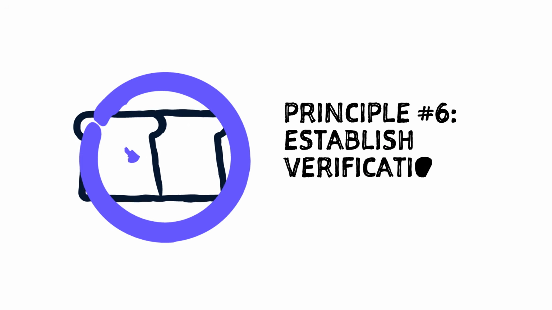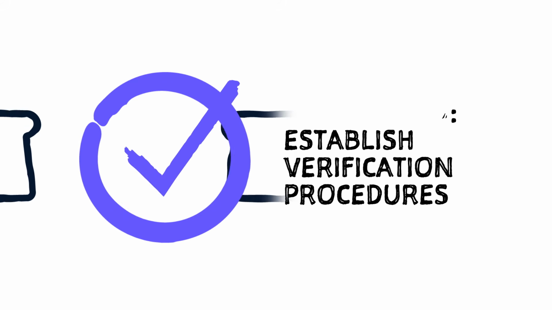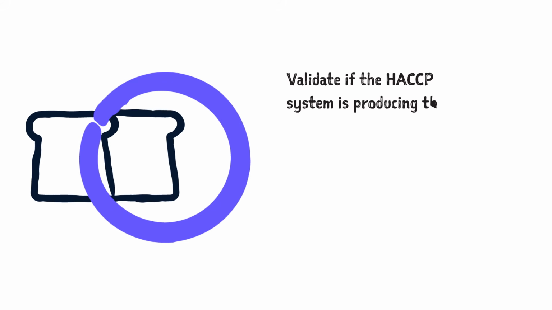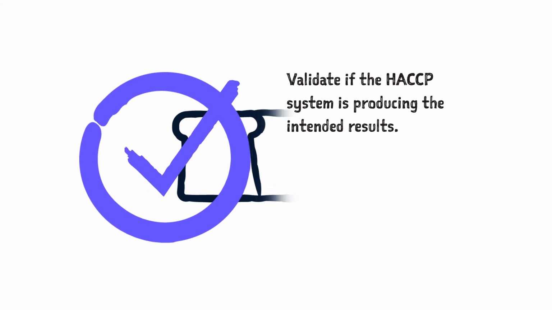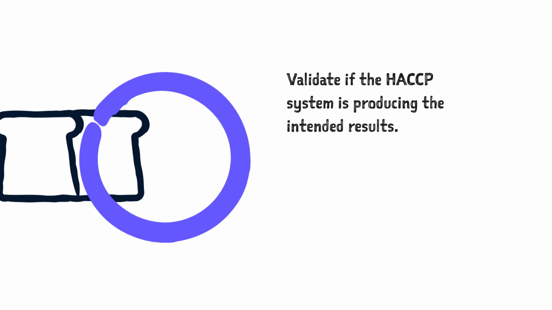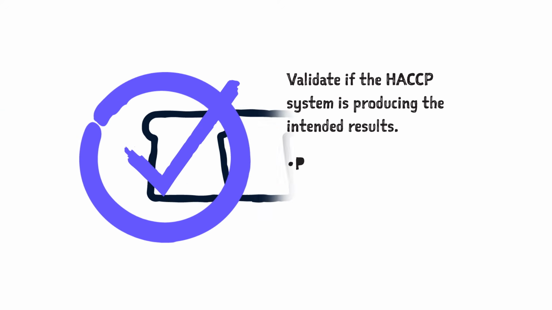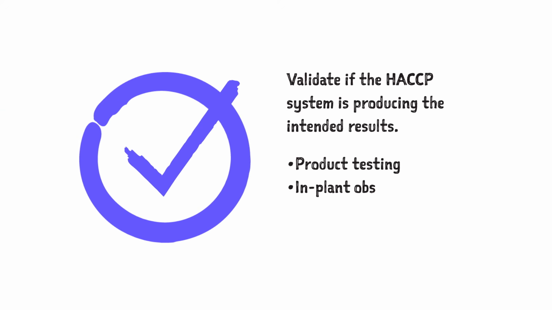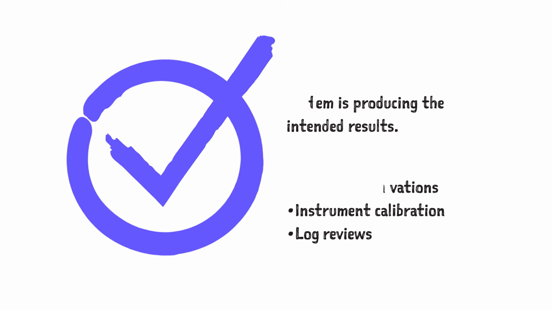Principle number 6. Establish verification procedures. Validate if the HACCP system is producing the intended results. Examples of verification activities include product testing, in-plant observations, instrument calibration, and log reviews.